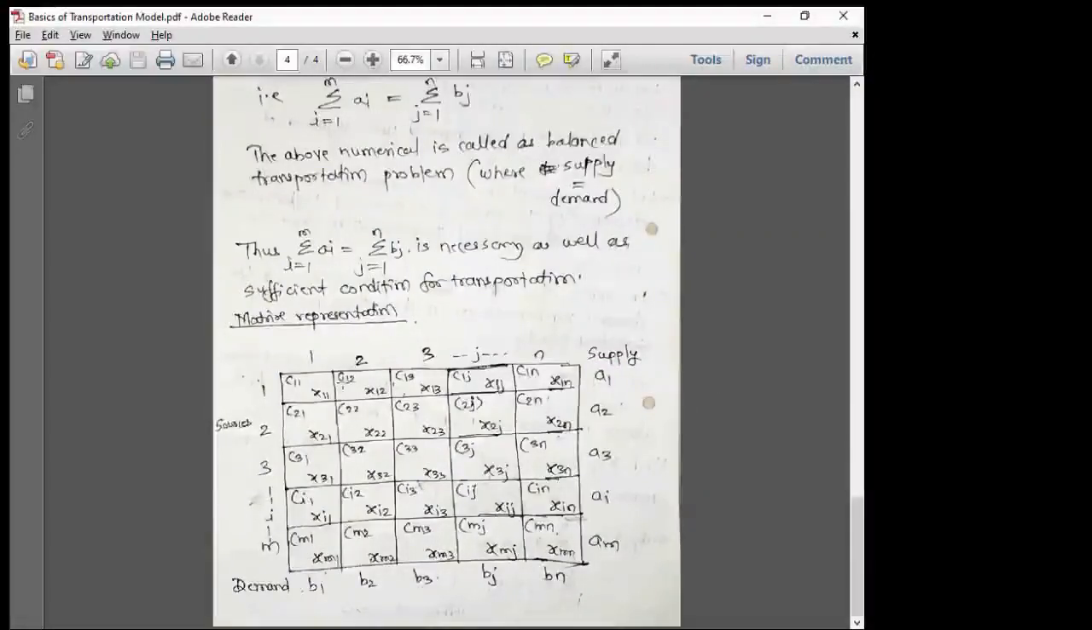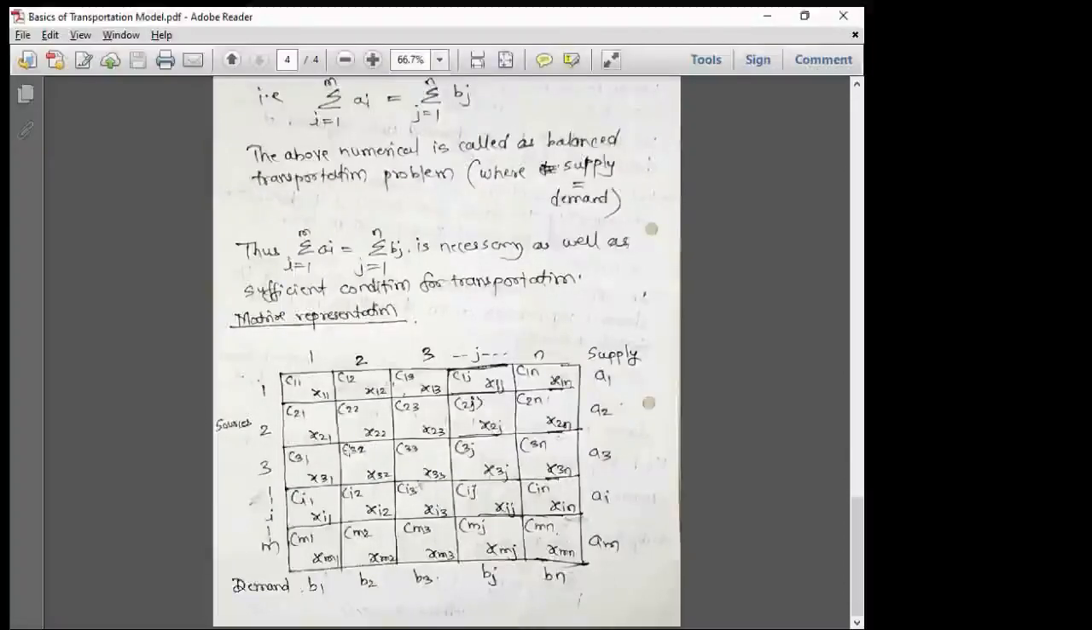What we are interested in is finding out all the x values. All the supply and demand values are known, and all these c values are also known. We are interested in finding out this x. These values of x we are going to find, and those values of x should be such that x11 plus x12 plus x13 plus x1j plus x1n should be equal to A1. This is my constraint, what we have earlier defined.